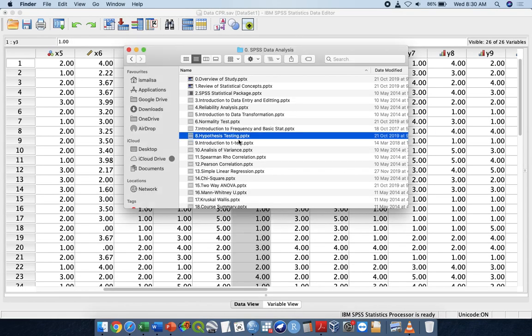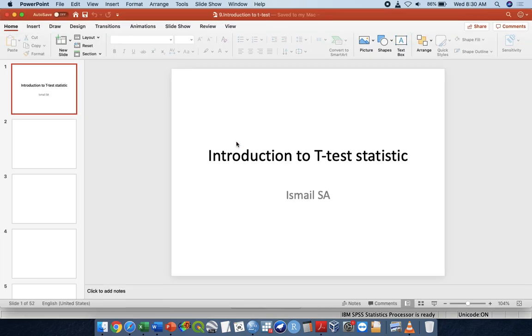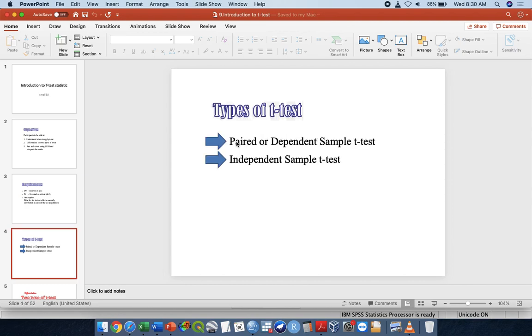And then yesterday also we learned about the t-test. One t-test has not yet been presented to you, which we call the paired sample t-test. This paired sample t-test has not yet been explained to you. So today we are trying our best to explain the paired or dependent sample t-test. Independent sample we already learned yesterday.